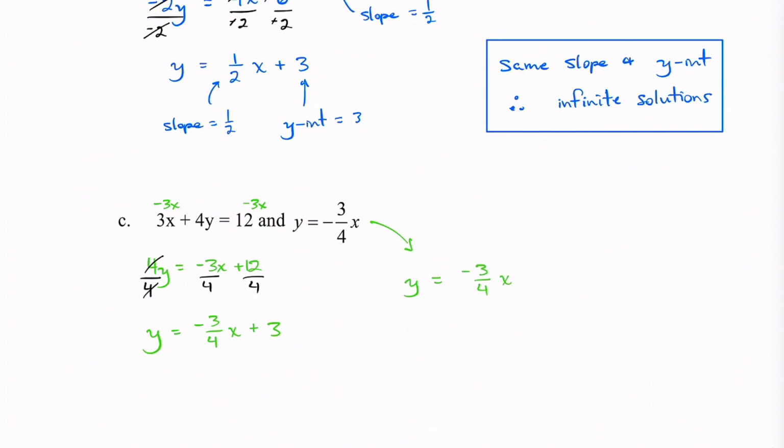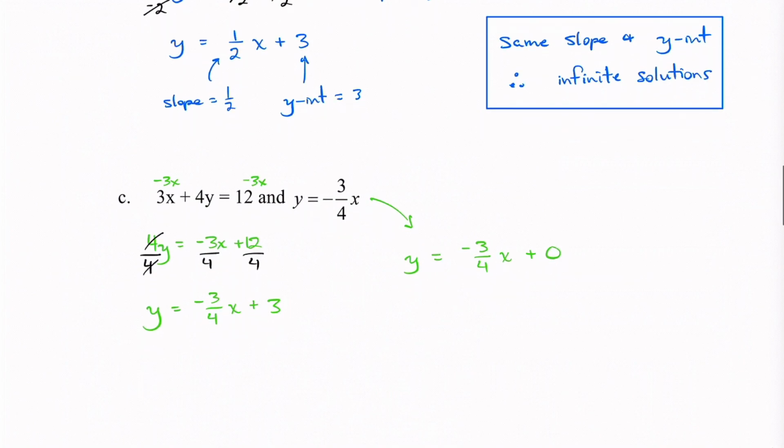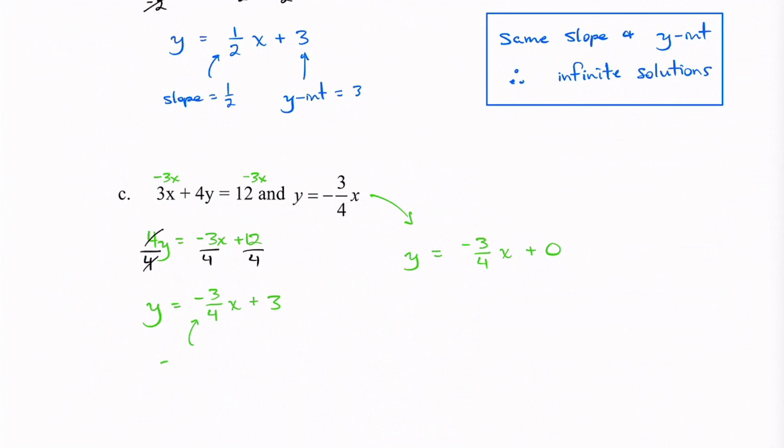And then there was nothing after that. So really it's like it was a plus 0. So looking at both of these now, I can see this one, my slope is equal to negative 3 over 4. The y-intercept is right there. It's just equal to a 3.